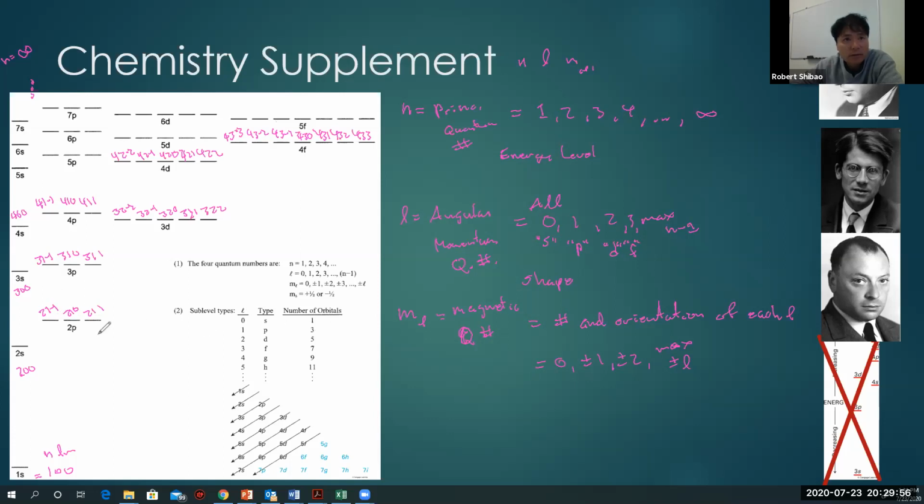For 2p, when we have a p orbital, we have 3 of them. The negative 1, the 0, the 1. That's when we have p. When we have d, we have 5 of them. The negative 2, the negative 1, 0, 1, 2.